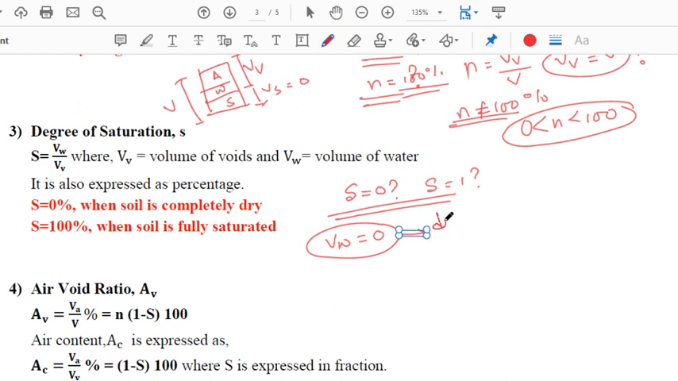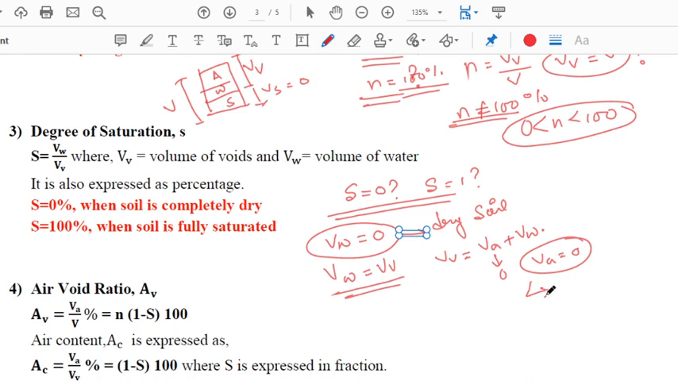So if the volume of water becomes equal to 0, then we can say the soil is dry soil. Again, can the volume of water be equal to the volume of voids? That means what? Volume of voids equals volume of air and volume of water. If I'm making the volume of water equal to the volume of voids, that means I'm making the volume of air equal to 0. That means this stands for fully saturated soil. Right, so this condition is also possible.